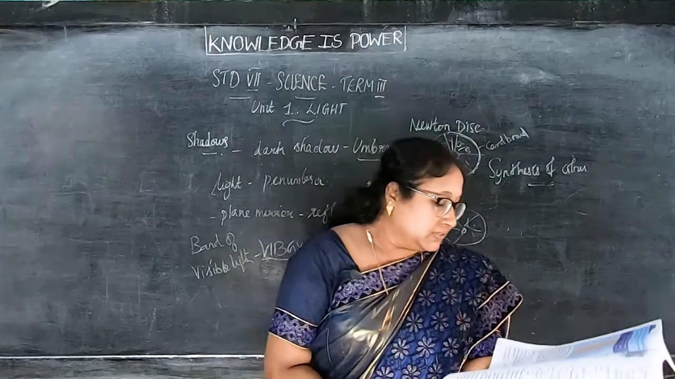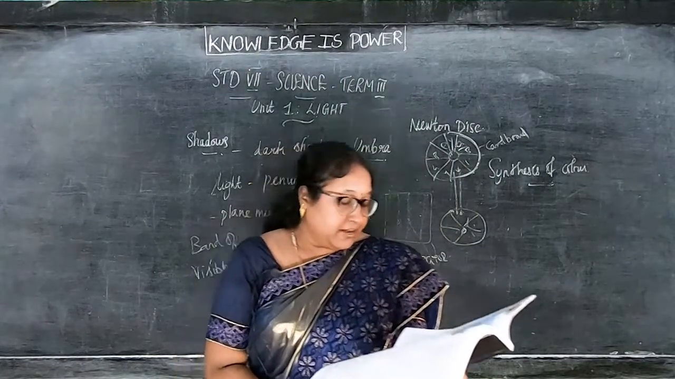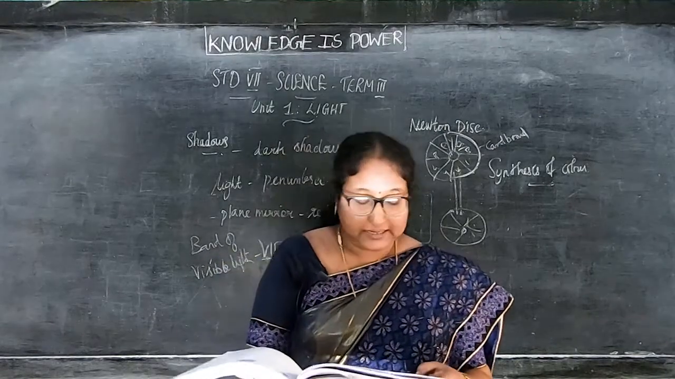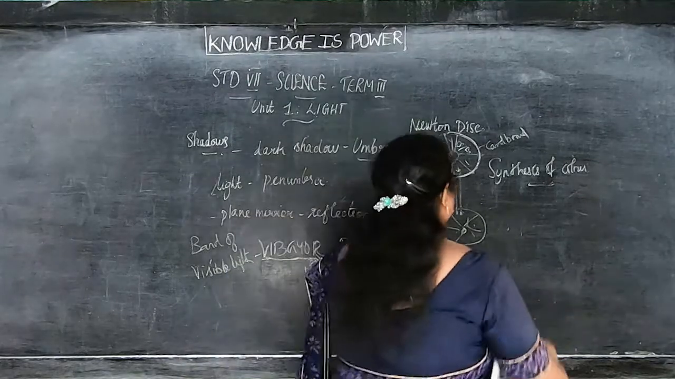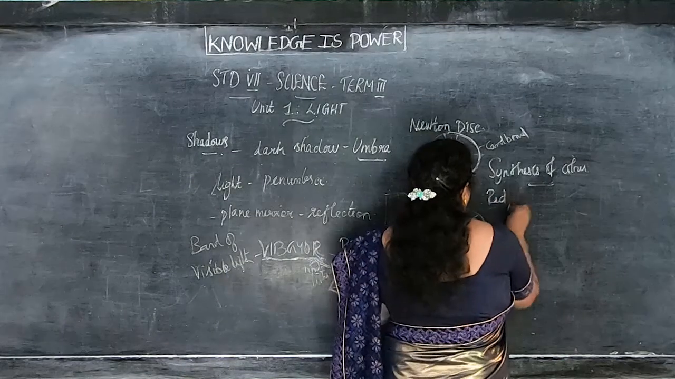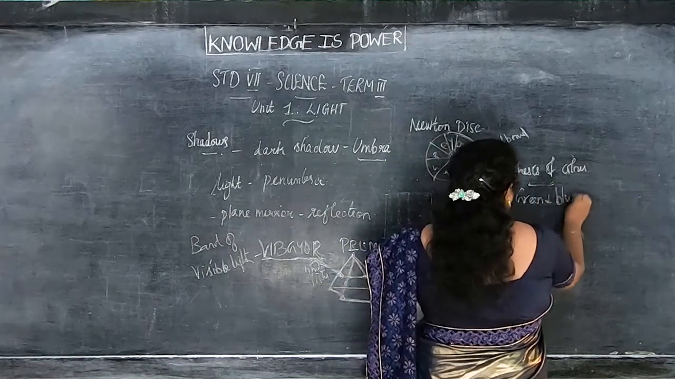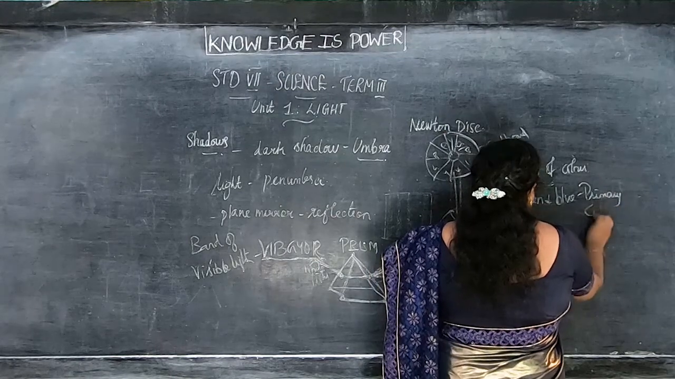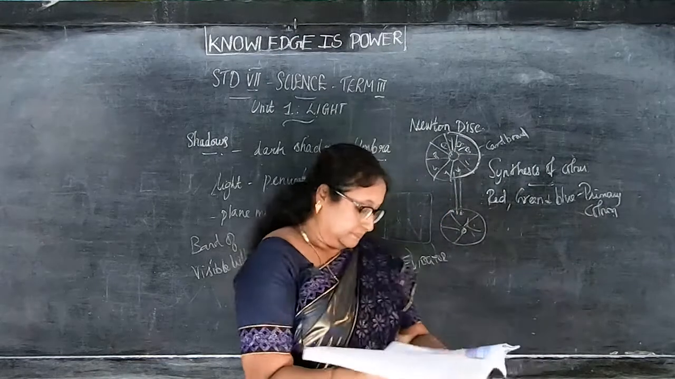Now synthesis of color is a method of creating color by mixing various, that is 2 or 3 colors of light. That is, these distinct colors are red, green and blue. Red, green and blue. These are the primary colors.